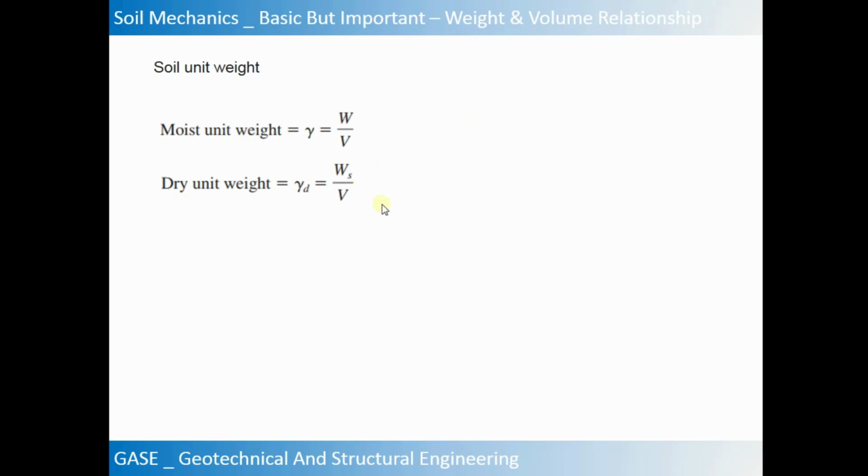and also have the definition of the dry unit weight. It means that in the soil specimen we take out all the water and only the soil solid remains in the specimen. So we now make a relationship between the dry unit weight and the moist unit weight.